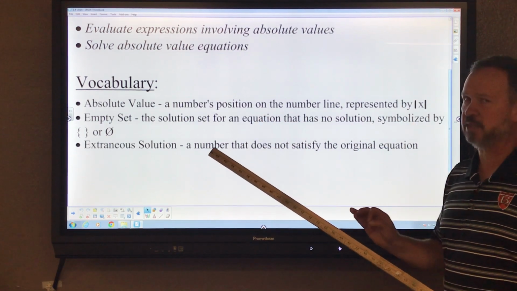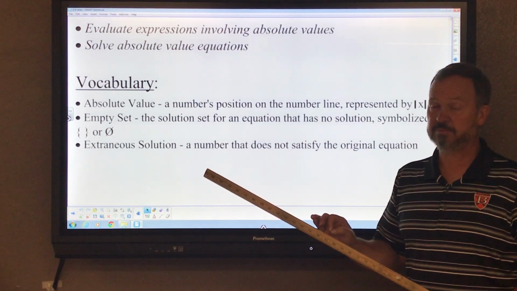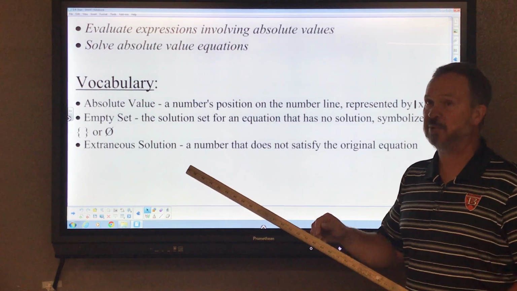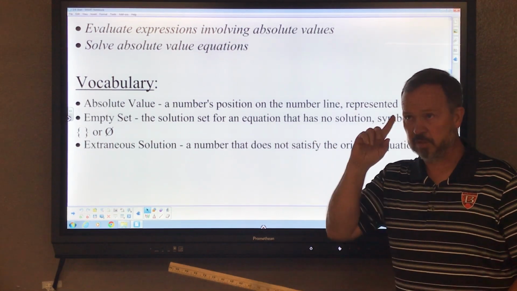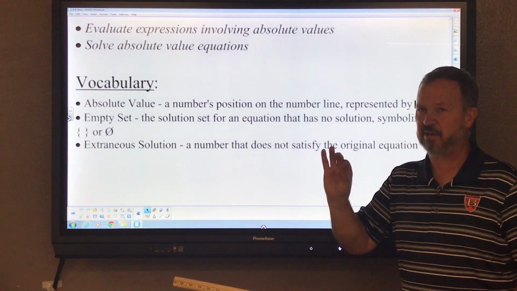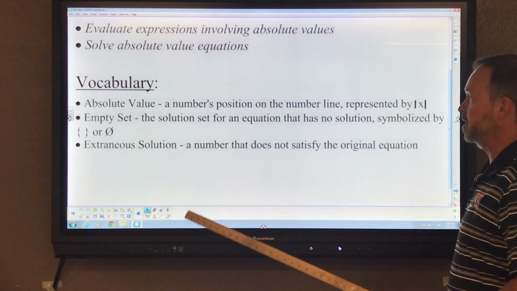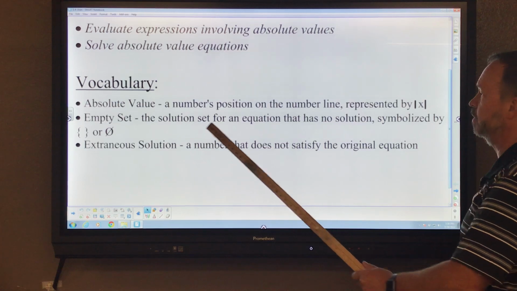Absolute value is the distance from zero. It doesn't matter if it's 5 places to the right or 5 places to the left, it's 5 places from zero. So that's what we mean when we talk about absolute value. How far is it from zero? So we could get an answer where there's no solution.